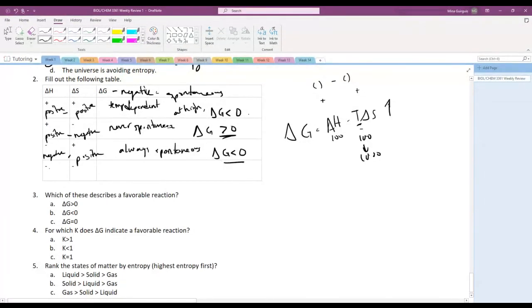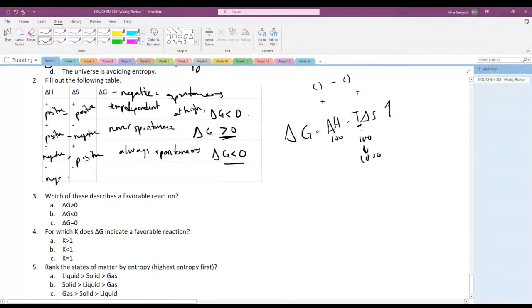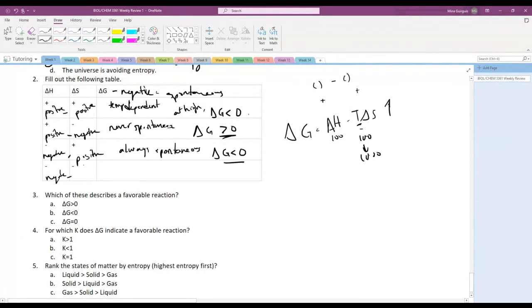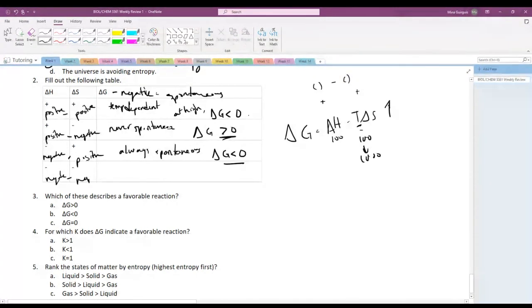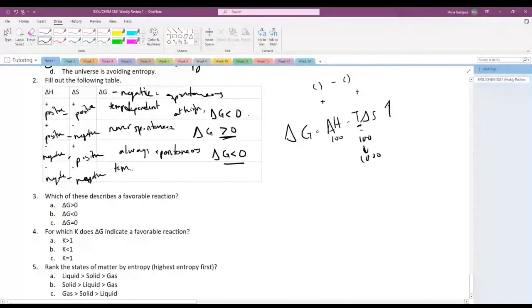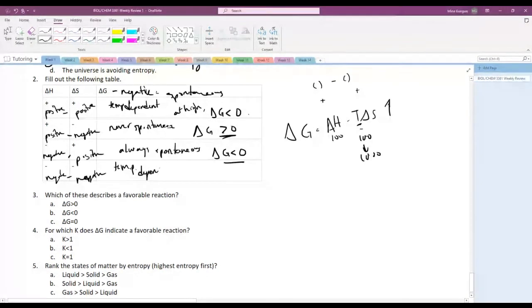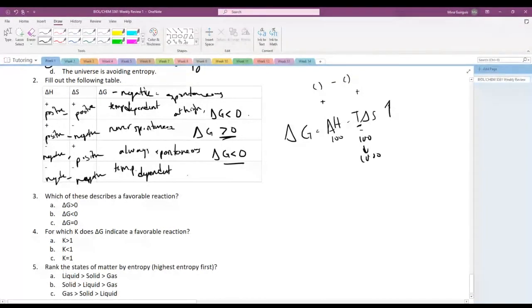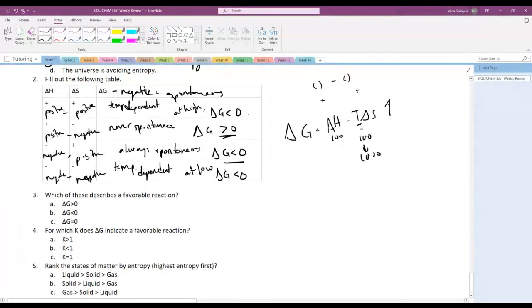Okay? Finally, a negative and a negative. A negative delta H gives us a negative delta G, and we're going to subtract by a negative number. Once again, it is temperature dependent. And at low temperatures, delta G will be less than 0, because at low temperatures, enthalpy, delta H, will be the predominant part, and since that's negative, it's going to help us.